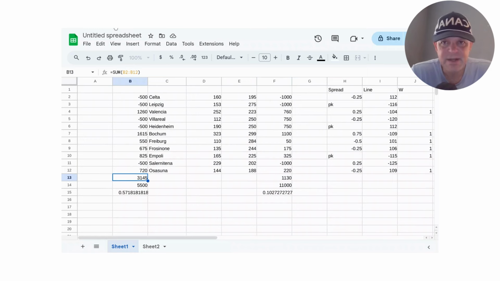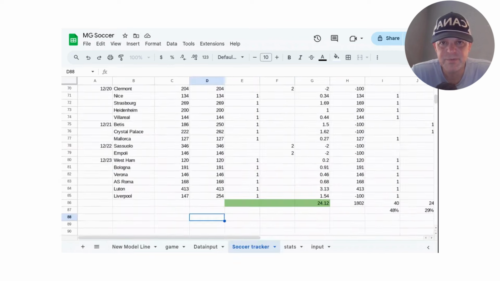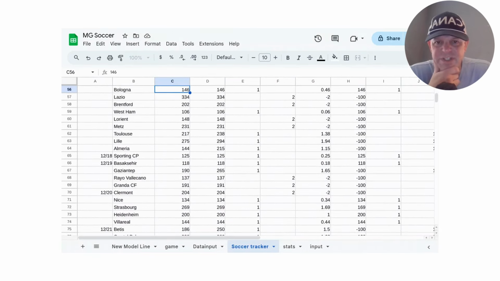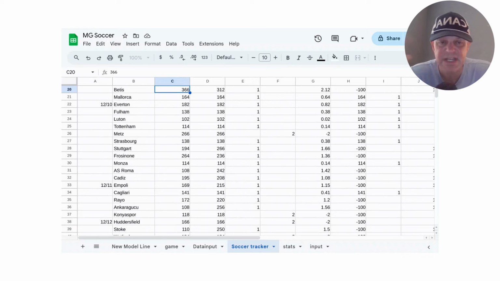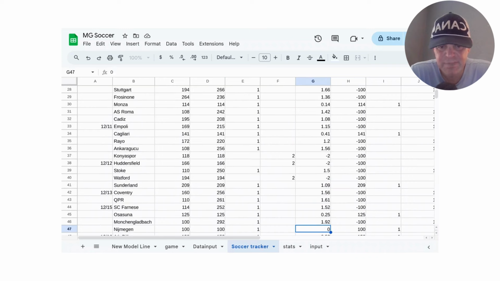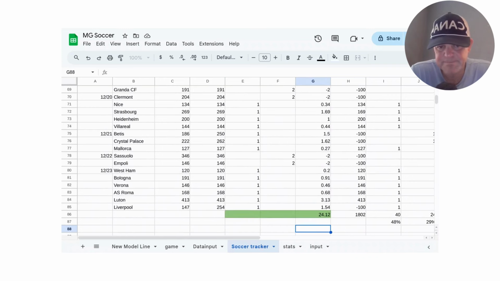Okay. Now let's go over to this sheet here. This was back when I originally backtested this in December. We actually went live wagering this in January, but I was testing what I call the two-thirds concept in December. So this is the December log. What I did was the home teams here, two-thirds concept, wins, losses, units, and we had a total of 83 plays, 83 matches.